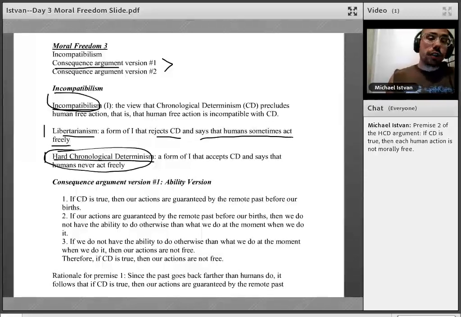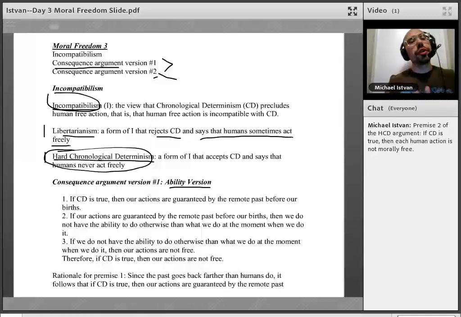Okay, as I said, there are two versions of the consequence argument. There are two versions of that general idea. I actually have names for the two versions here. The ability version, and the other one, version 2, is called the control version. So let's look at the ability version first. Here's how it reads right off the slide.